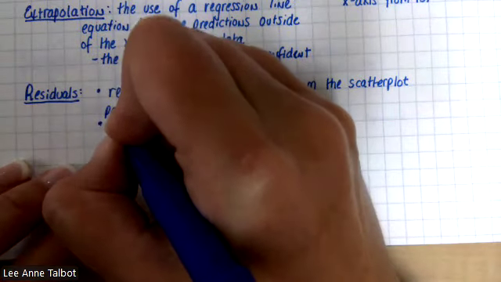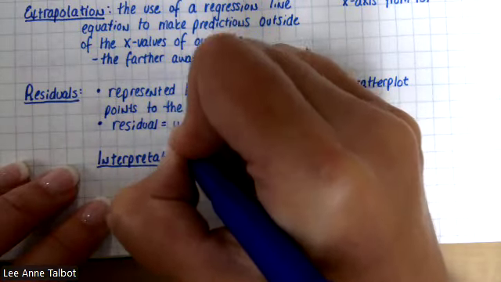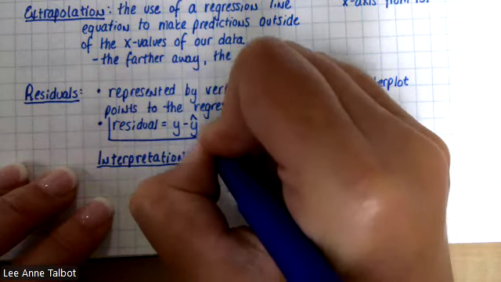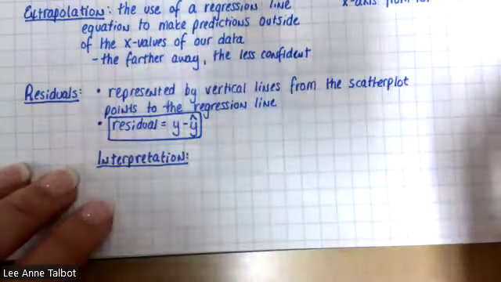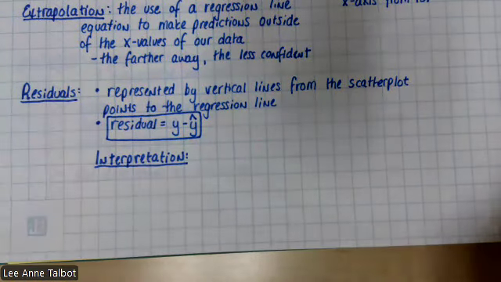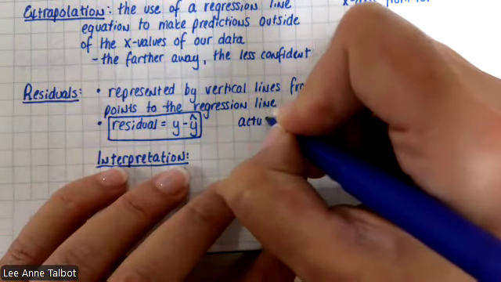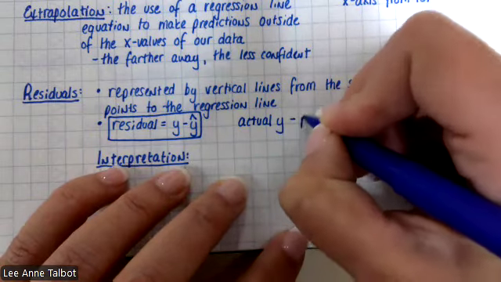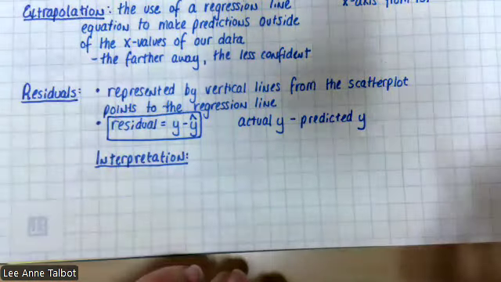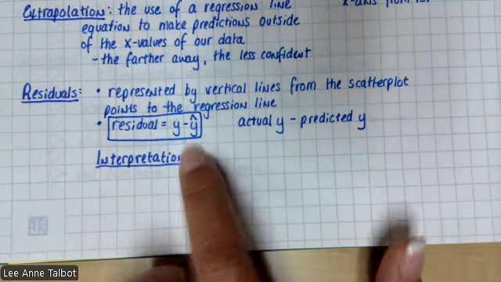And there is a formula that's very important. Residual equals y minus y hat. Put a little box around this, and then we're going to say what this is in words, because the symbols will trip you up at first. They won't forever, but at first they will. So this is what that means. Actual y minus predicted y.